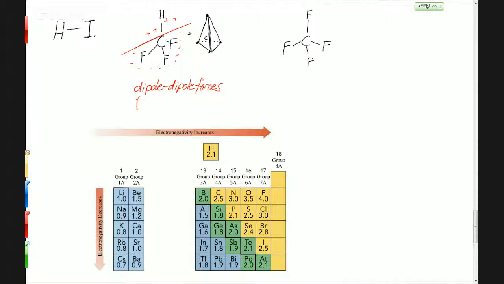It actually also has dispersion forces because everything has dispersion forces. But the dipole forces are much stronger, so those will dominate.